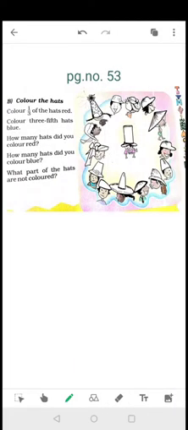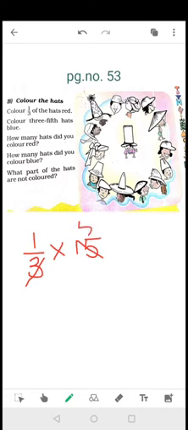Next sum, page number 53. Color the hats. Color 1/3 of the hats red. 1/3. First write 1/3, and if you count, the total number of hats are 15. In 3 table, how many times 15 is coming? 5 times. How many hats we have to color it red? 5 hats. So 1, 2, 3, 4 and 5 hats.